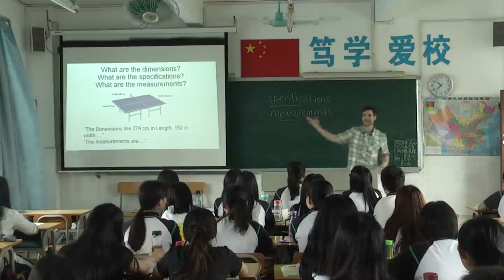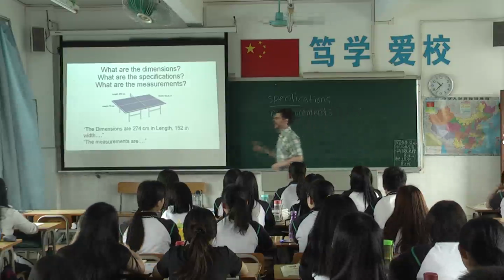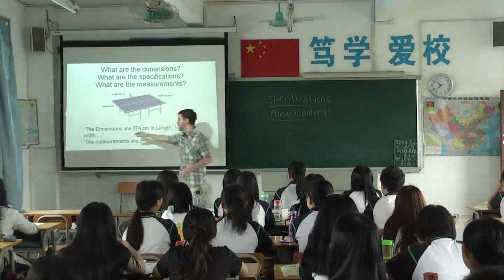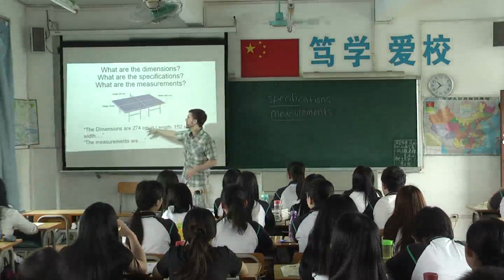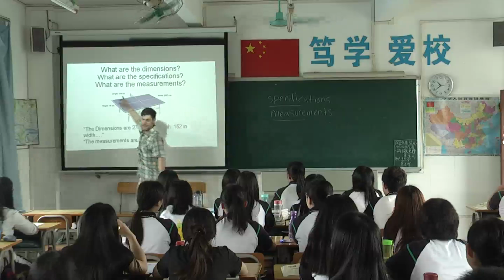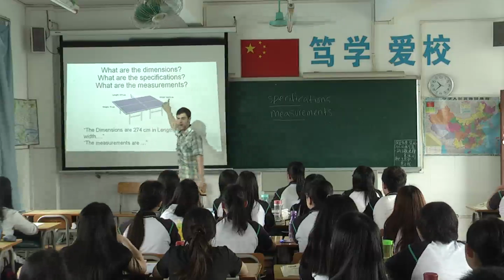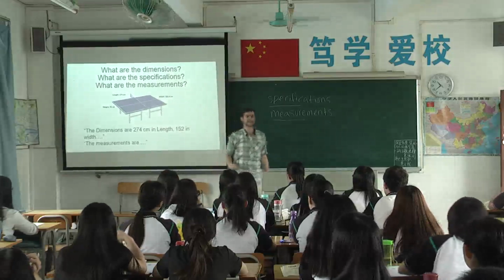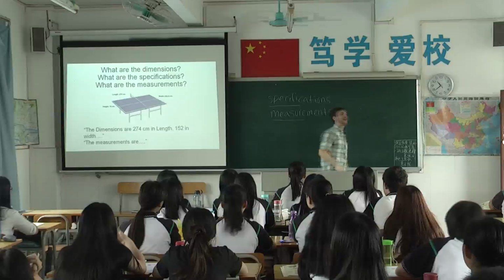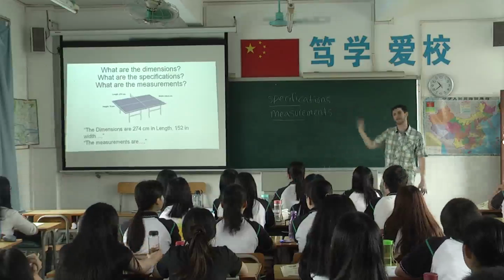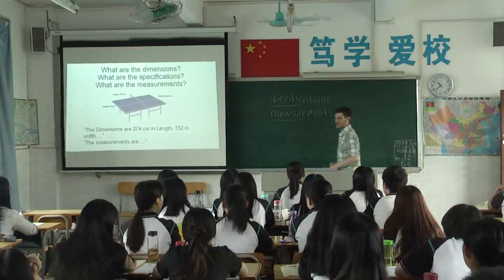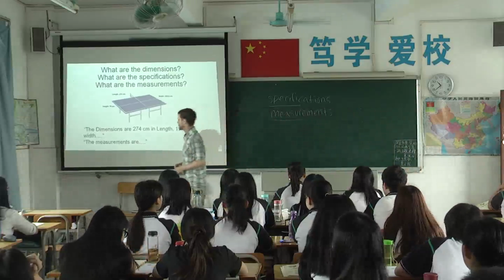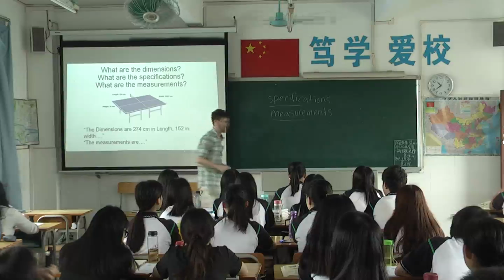And like we said before, you can simply repeat the question. You can say, the dimensions are 274 length, width 152, height 76. Or you can say, the measurements are, and so on and so forth. It means the same thing as size. Okay? You understand? Yeah. Okay, good job.